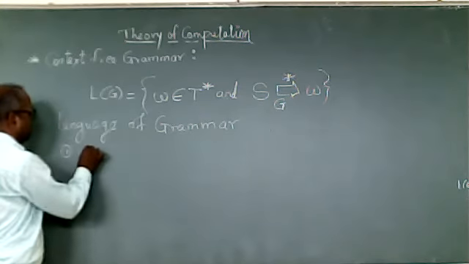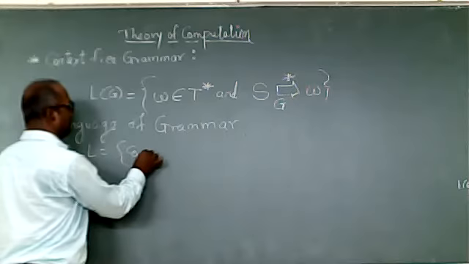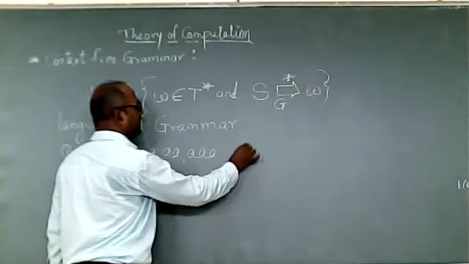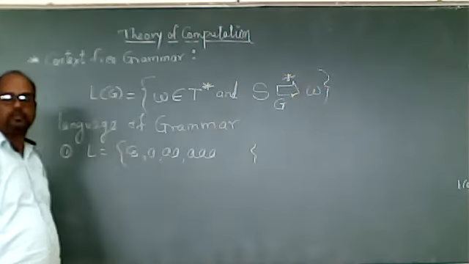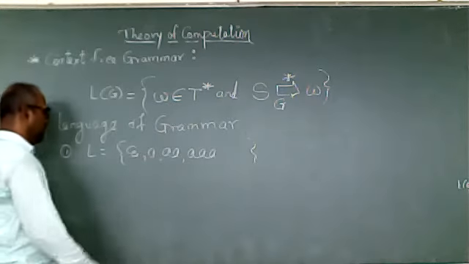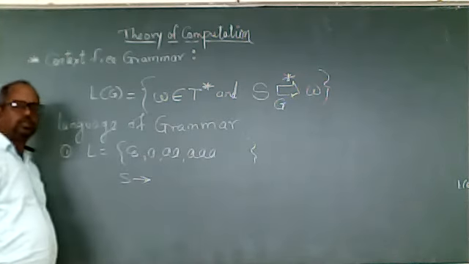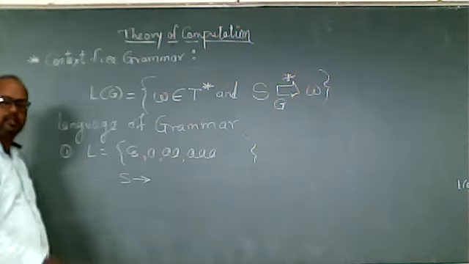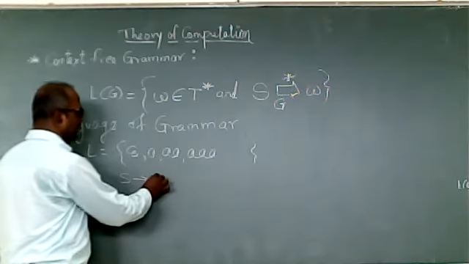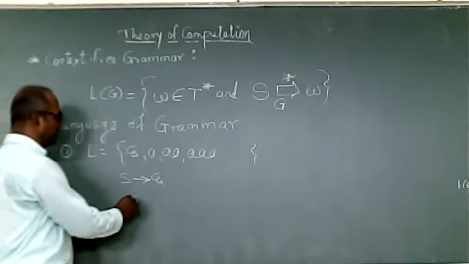Now the first language is epsilon, A, so any number of A's. So this is the language. How can I write the production for this? Now S, so we'll take this S as the starting symbol, not an issue. Now S can be epsilon first. So we'll get this epsilon as the first production.